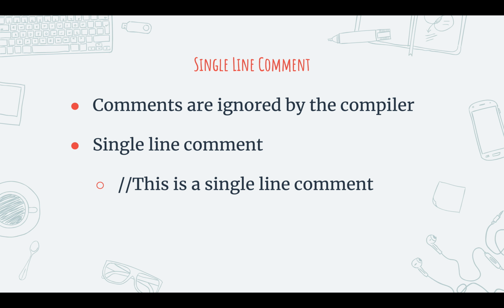Now, first off, comments are ignored by the compiler, meaning that we can put whatever we want, as long as we don't break any rules regarding comments. The computer's just going to completely phase over it, because it recognizes that it's not an executable piece of code. Instead, it's just documentation for us. So a single line comment is simply two slashes, and then this is a single line comment, or whatever we want to put for our comment.